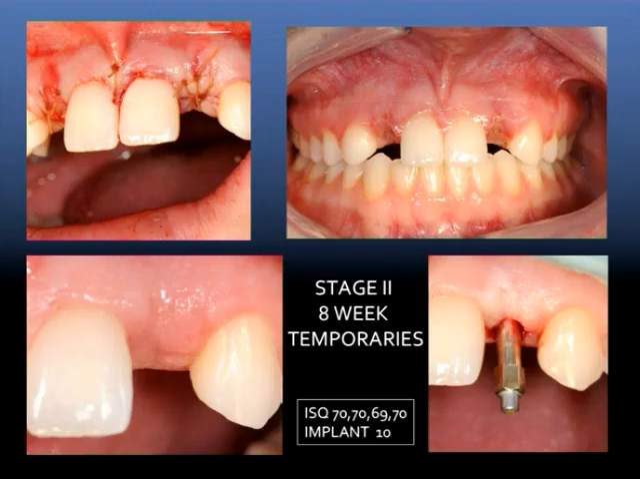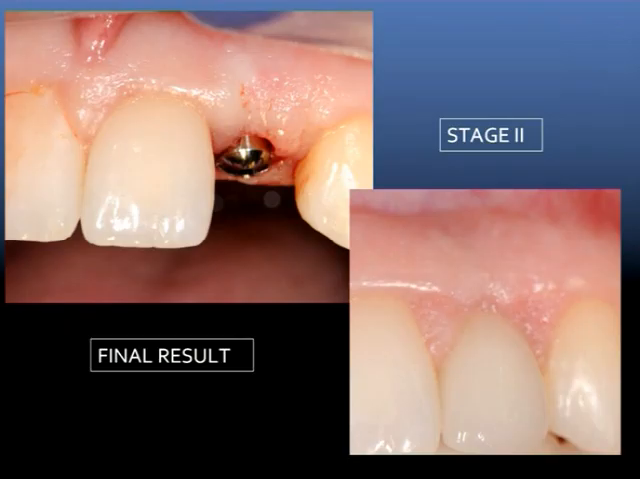And then this patient goes on and at 8 weeks has temporaries placed, and at the 8 weeks, the temporary that's placed, ISQ readings are down to 70, 70, 69, and 70. And then we go on through the process of stage 2, and they wear the temporary through that process, and they have a final result that looks like this, and the patient's been in temporaries a good part of the time to the restorative time.